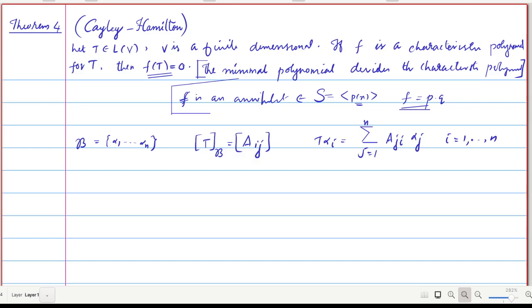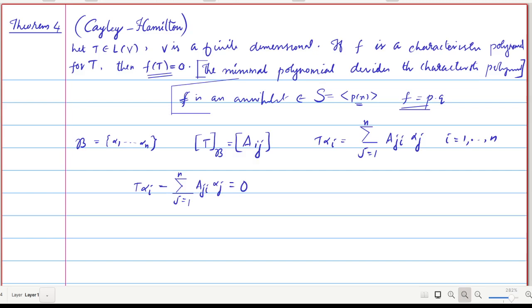That means if you have T alpha 1 equal to A11 alpha 1 plus A21 alpha 2 plus A31 alpha 3 etc., that will constitute the first column. In a similar way we can define it for i equal to 2, 3, 4 etc., and so this defines a matrix. Now you rewrite this as T alpha i minus the summation over j from 1 to n of Aji alpha j is equal to 0.